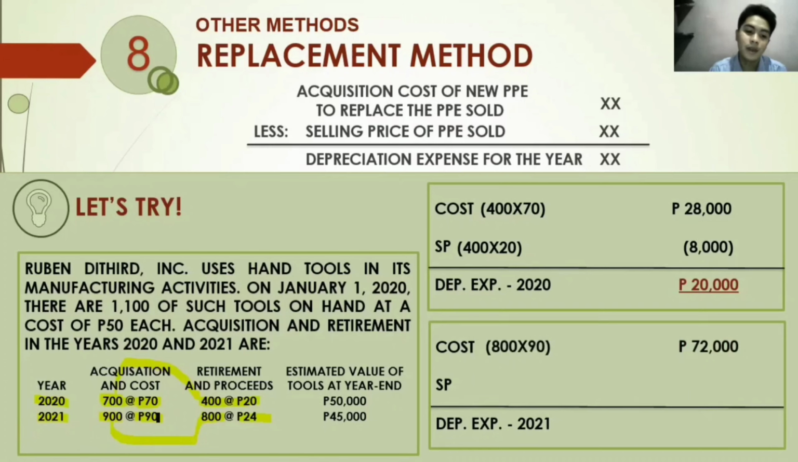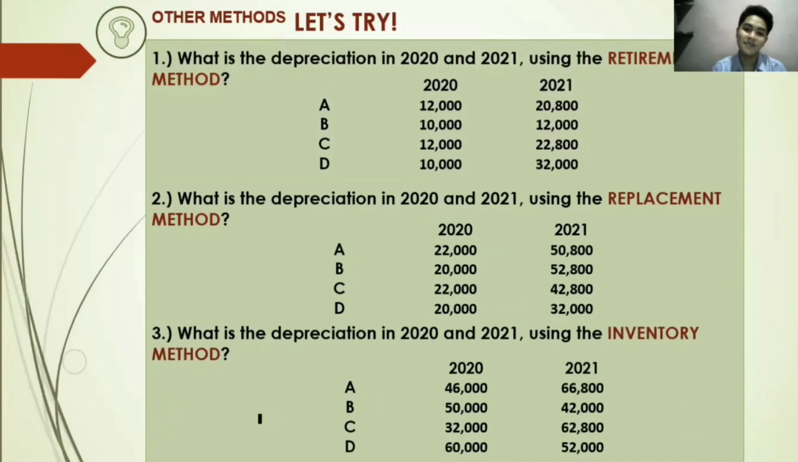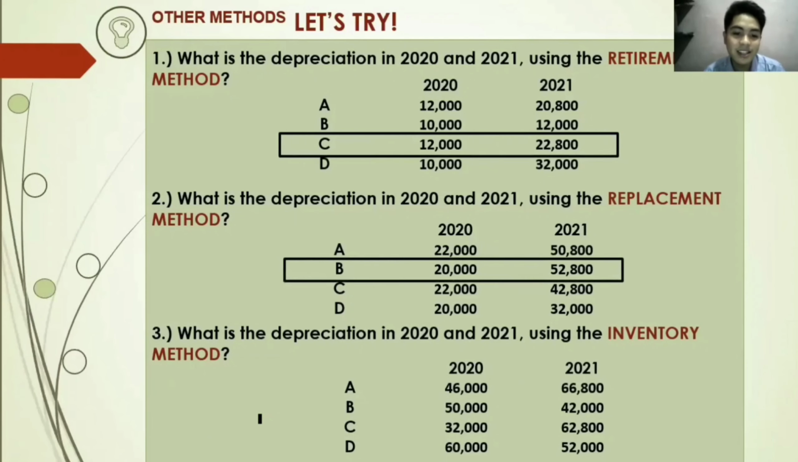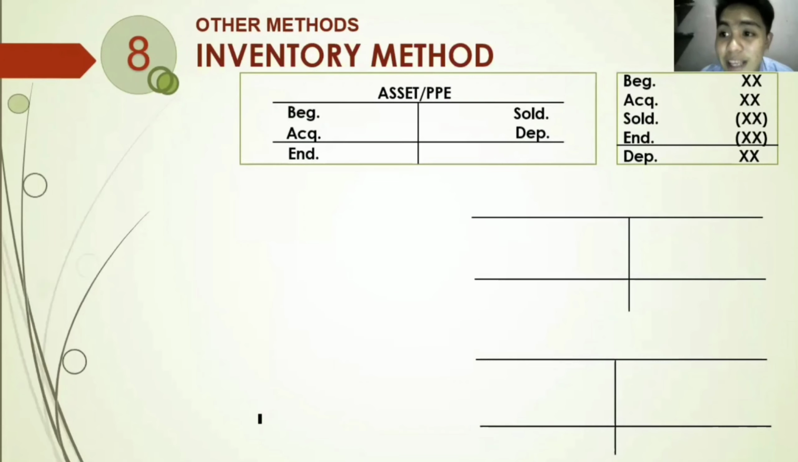72,000. Magkano natin binenta yung 800 tools? Sa halagang 24 pesos. So 800 times 24, how much? 19,200. So 72,000 minus 19,200, the depreciation expense for year 2021 ay 52,800. Okay, ano yung sagot? Letter B. Now, let's proceed sa inventory method.